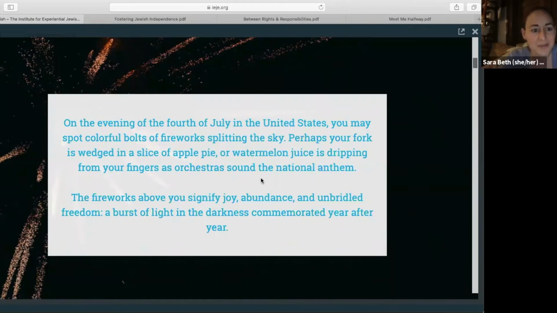On the evening of the 4th of July in the United States, you may spot colorful bolts of fireworks splitting the sky. Perhaps your fork is wedged in a slice of apple pie or watermelon juice is dripping from your fingers as orchestras sound the national anthem. The fireworks above you signify joy, abundance, and unbridled freedom, a burst of light in the darkness commemorated year after year.